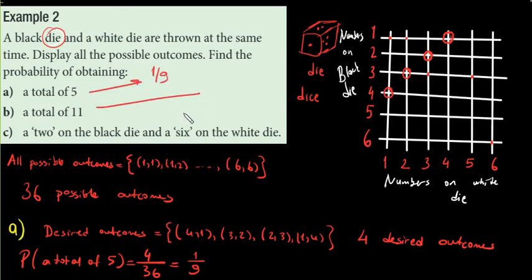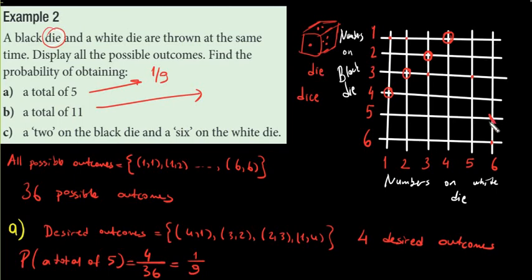Let's look at the question B now. If you have a question, please ask. So a total of 11. How can I get the total of 11? 1 plus 10 is 11, but we don't have 10 here. 2 plus 9 is 11, but we don't have 9 here. 3 plus 8, so we don't have 8, so 4. So 5 plus 6 is 11. So I'm going to cross when the total is 11.